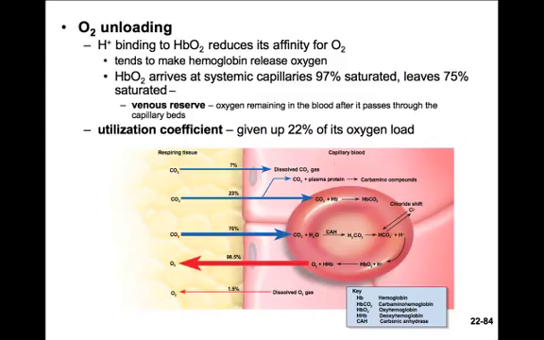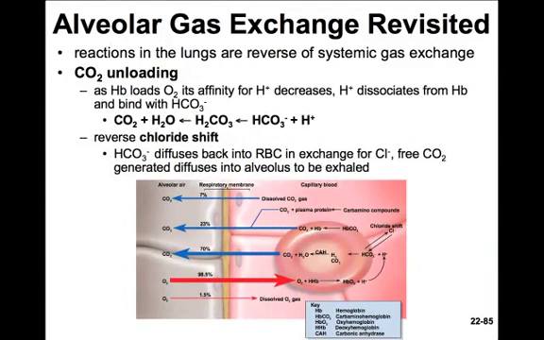The oxygen that remains in the blood after it passes through the capillary beds is called the venous reserve. The utilization coefficient is the fact that we only used 22%. This venous reserve we'll address later because different tissues will use different amounts depending on the partial pressures of oxygen in each of those tissues. So let's revisit the alveolar gas exchange now. It should be a little bit easier to understand the details now that we understand the systemic exchange.